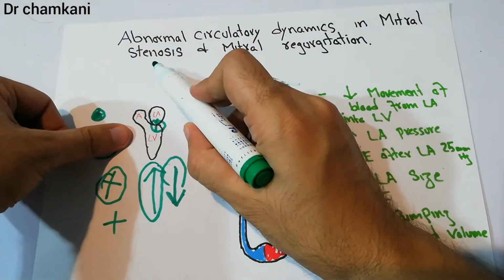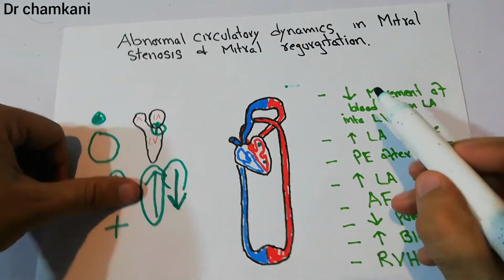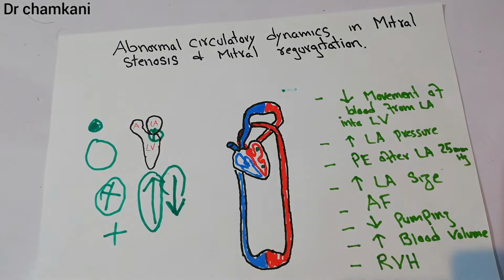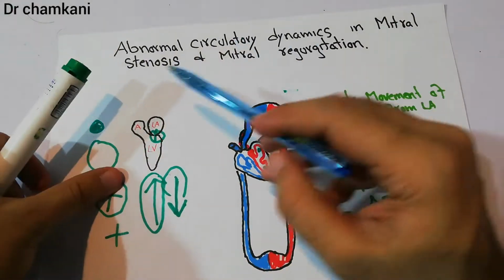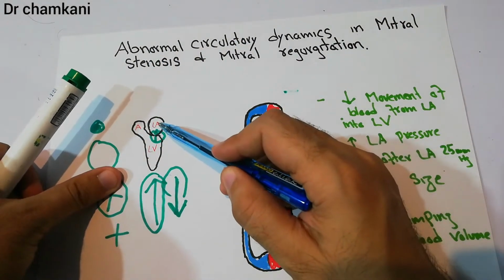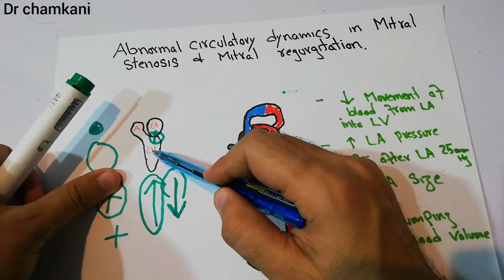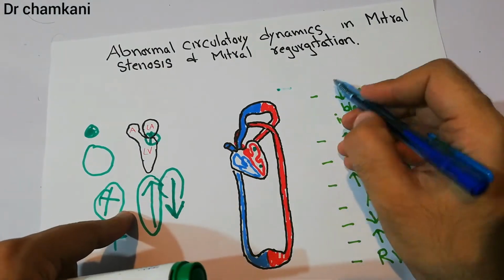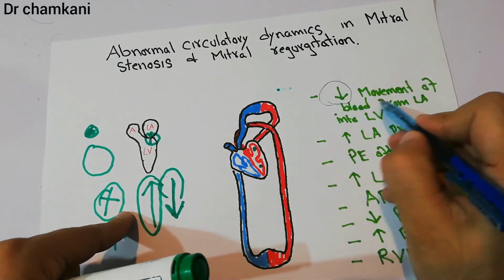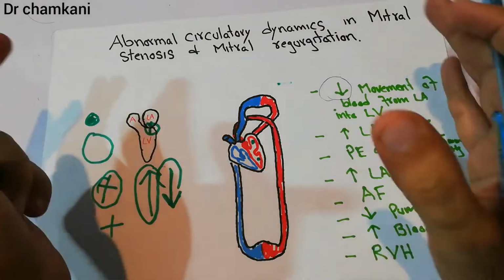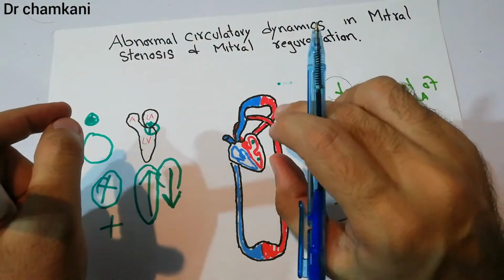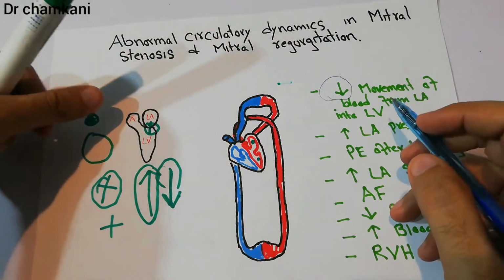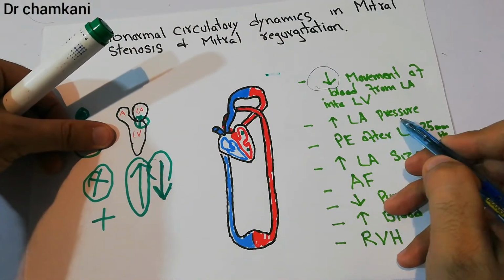Now, in both conditions, in stenosis and in mitral regurgitation, there is decreased movement of blood from the left atrium into the left ventricle, because in stenosis it was difficult for blood to move from the left atrium into the left ventricle, and in regurgitation, blood is going back. So in both conditions, there is decreased movement of blood from the left atrium into the left ventricle, or some blood is being retained in the left atrium due to these abnormalities. What happens due to this is that the left atrial pressure increases.